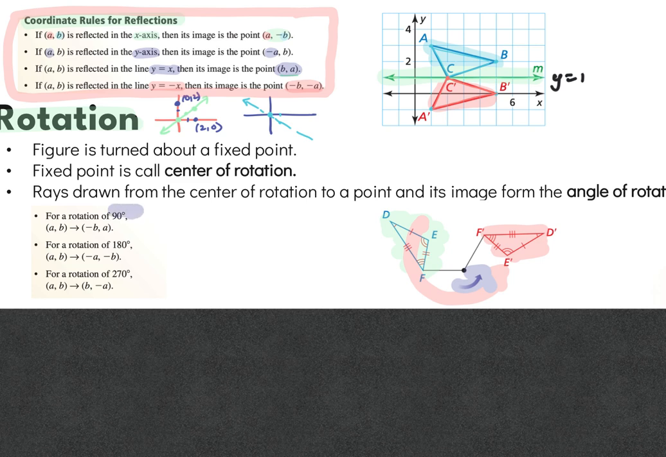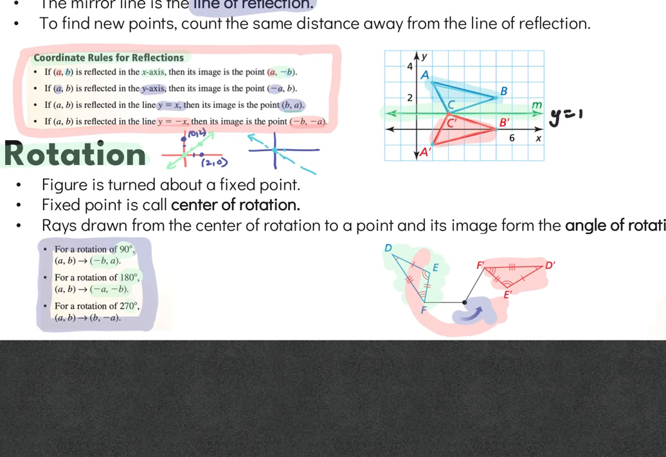And here are also some quick references. If it's a rotation of 90 degrees, then we switch the coordinates and change the sign of the new x, which was previously the y. For a rotation of 180 degrees, we change both signs. And for a rotation of 270 degrees, we switch both and we change the sign on the new y, which was previously the x.